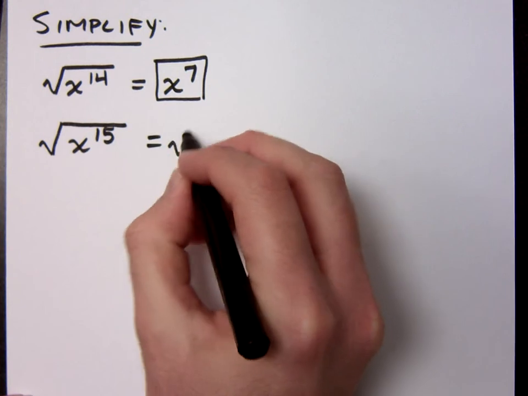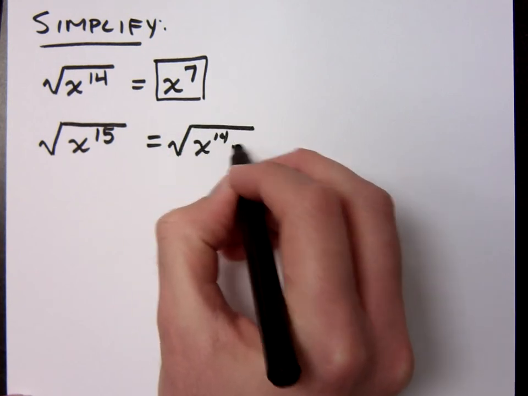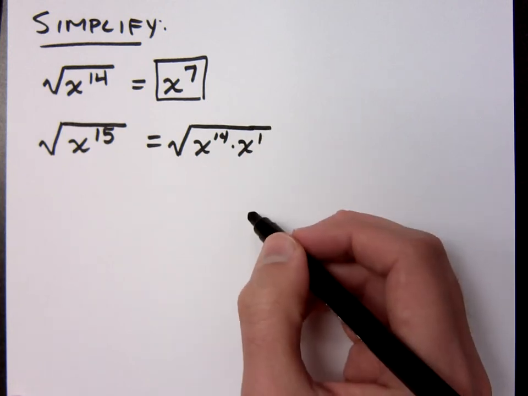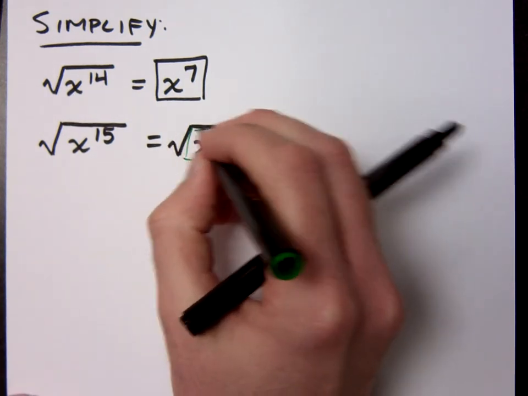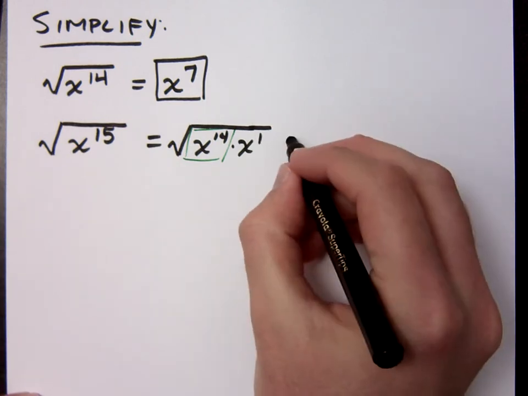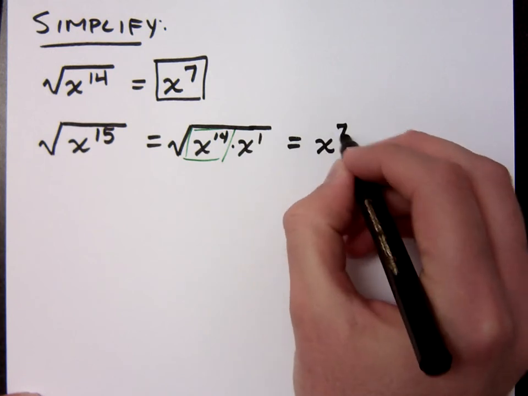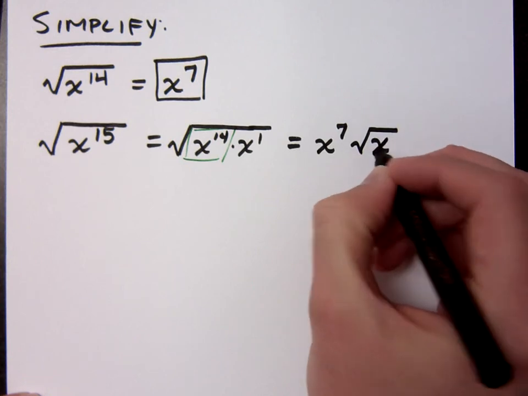Because what we're really looking at here is I can break this down to be x to the 14th times x to the 1st. Do you all agree? The reason I'm doing that is because I can see that this guy is my perfect square, because I know the index goes into that exponent evenly. And what do you get? X to the 7th with how many left? With the single one in here.